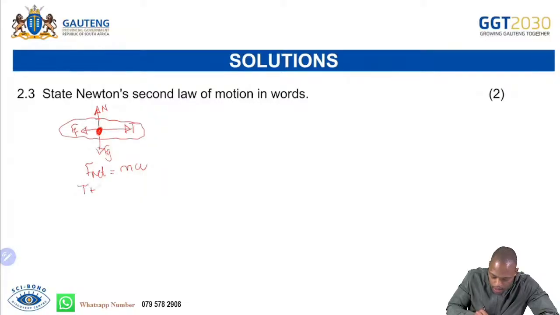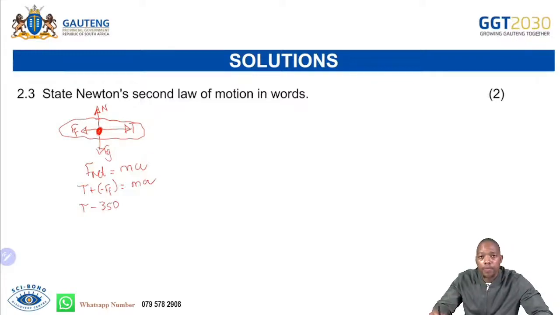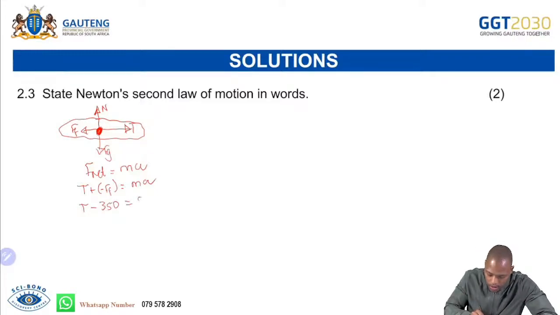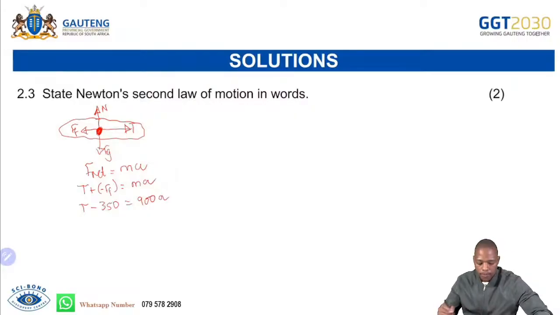T plus minus FF, as I've been doing, is equals to MA. Where T, I don't know, but the frictional force I know is 350. And I also know the mass to be 900 times the acceleration, right? Now, from this point, I'm a bit stuck because I don't know the acceleration, I don't know the tension, I don't know both of these. I can't substitute one of them. So what can I do?